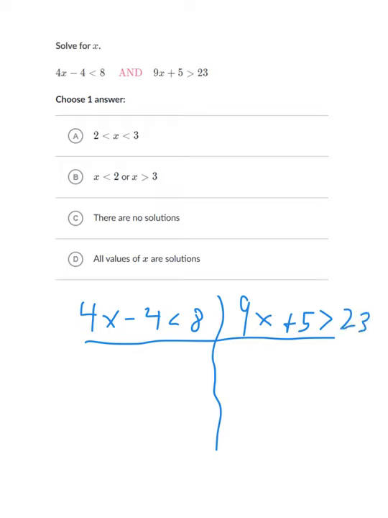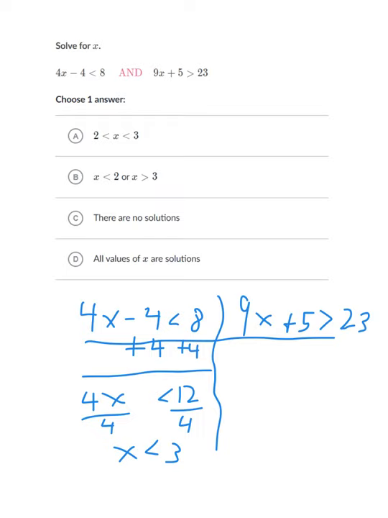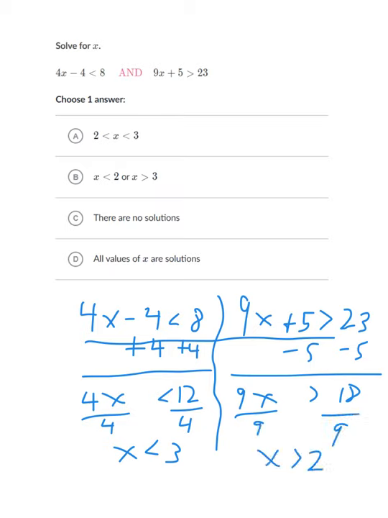All right, so I can solve these. Add 4, 4x is less than 12, divide by 4, divide by 4. X is less than 3. On the right-hand side, minus 5, minus 5. I get 9x is greater than 18. Divide by 9, divide by 9. X is greater than 2. So these are the solutions that I get.